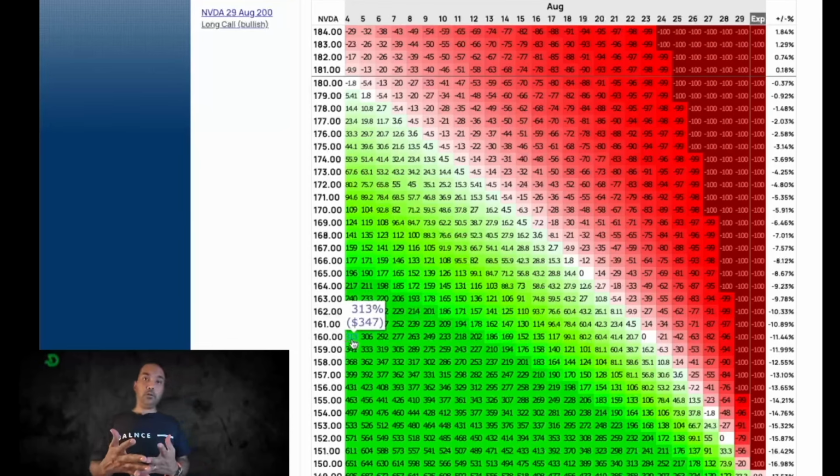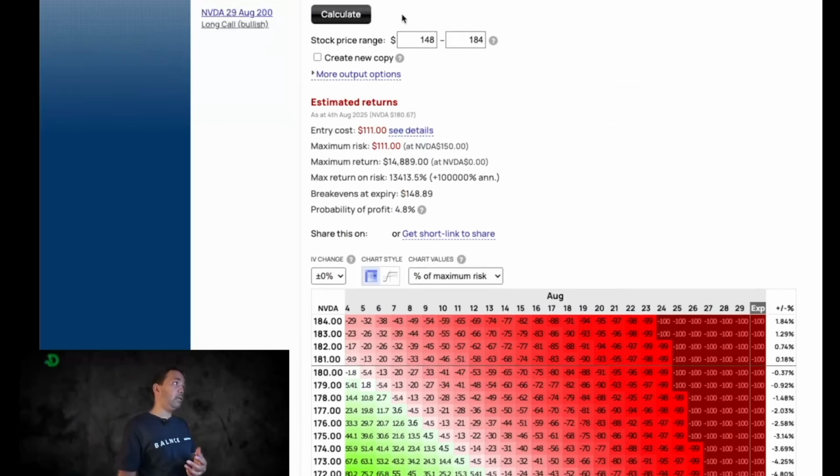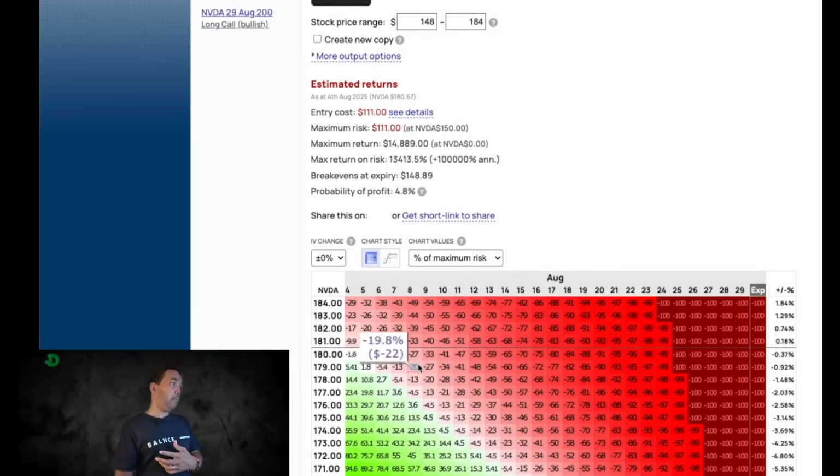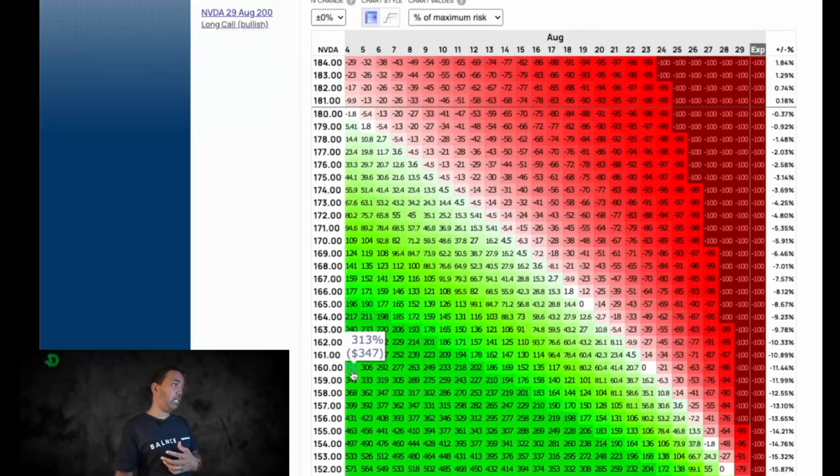If it goes down to 160 on day one, you make $347, right? And you just had put in, I think, $111. So $111 was the investment, but if Nvidia goes down to 160 on day one, within 30 minutes of you buying this contract, you're gonna make $347, right? And that same theta applies here too. If your target price is hit after a week, your profit is gonna be eaten away by theta, right? So theta is in play.